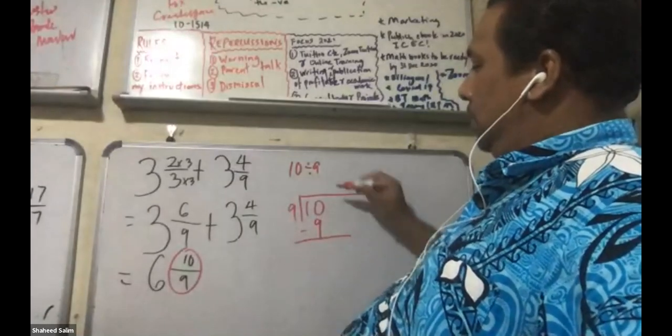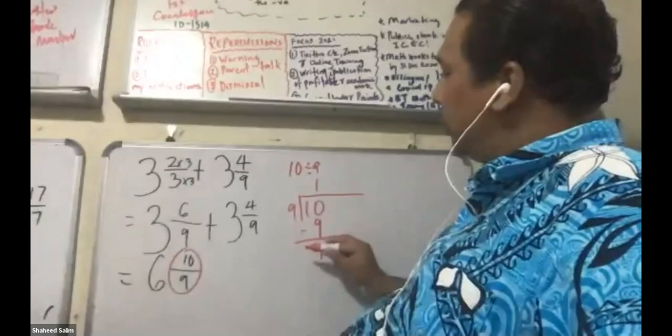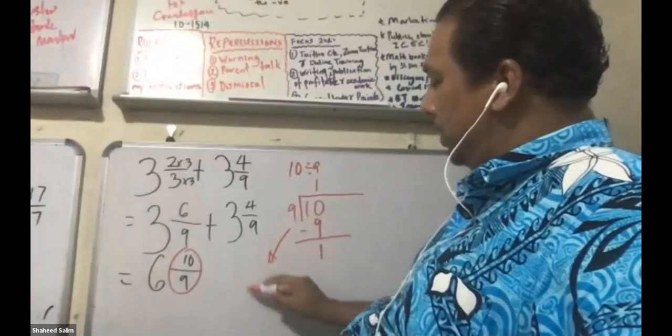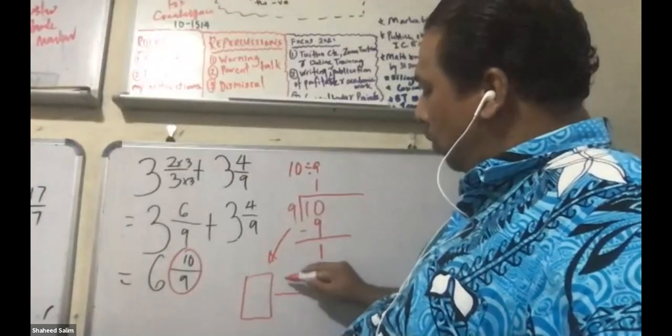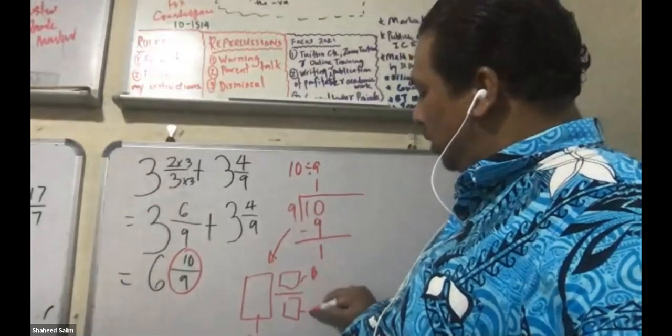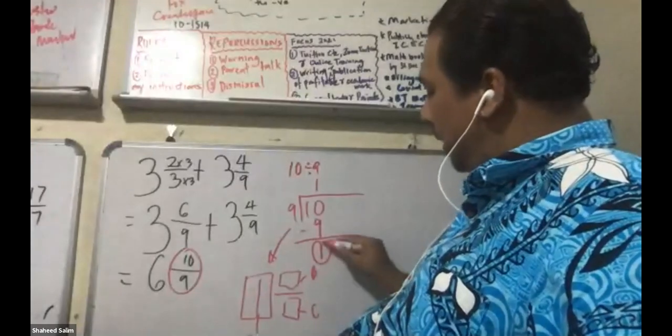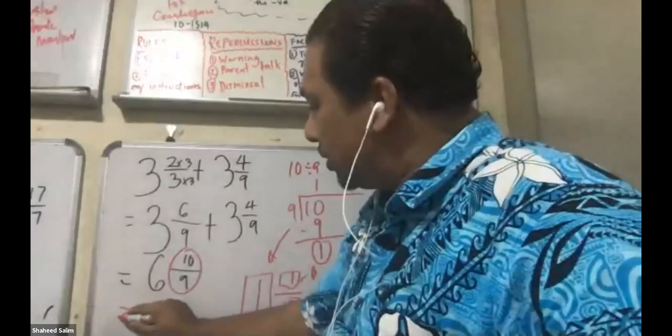We put the 9 here. On top, how many? 9 divided by 9, get? 1. Remainder? 1. So how do we write this as a mixed number down here? I want you to write like that. What number do we put in? This one is A, B, and C. What do we write in A? 1. Not 9 out of 9. The remainder must be 1 out of 9.